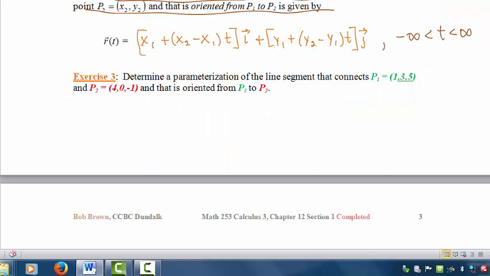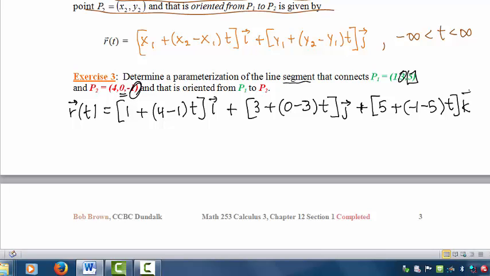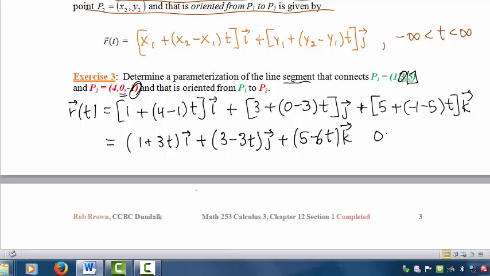Let's look at exercise 3. We will give the parametrization of the line segment connecting P1 and P2 oriented from P1 to P2. 1 plus (4 minus 1)t all times i plus (3 plus (0 minus 3)t) all times j plus (5 plus (-1 minus 5)t) all times k. Simplifying, we get the following. And the restricted domain to indicate line segment.